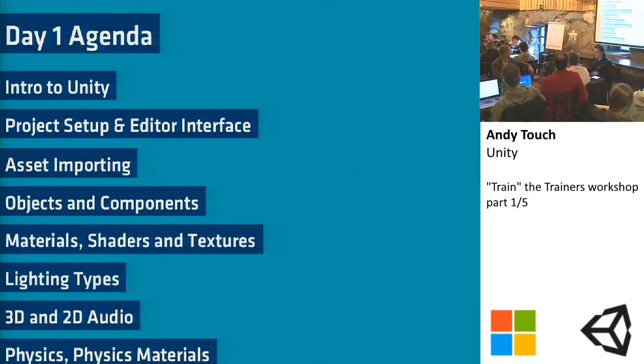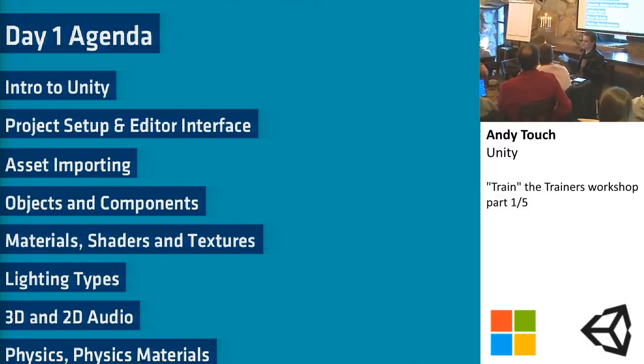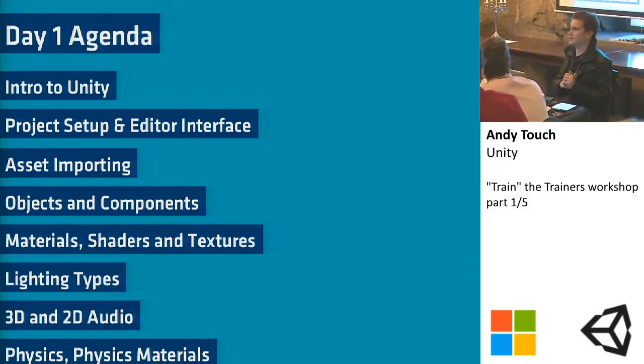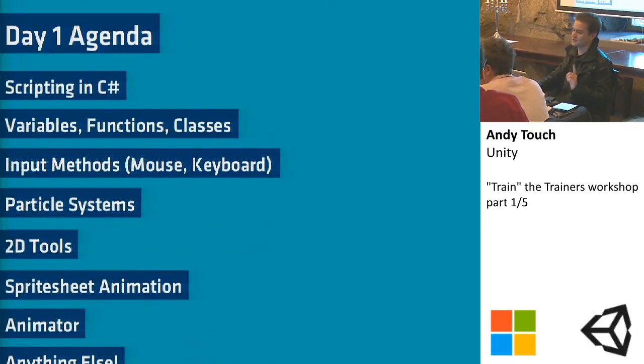That's cool. So day one, we're basically going to do a ground up intro to Unity. And this is going to cover basically everything that you would need to know to make a game. So it's going to cover everything from materials, shaders, textures, lighting types, audio, physics, making bouncy physics materials, objects, components, input, importing assets, loads of scripting stuff, different input methods, particles. If we get onto it, 2D tools, sprite sheet animation, animator, all this stuff which you would basically need to build a game, release a game, do stuff like that.